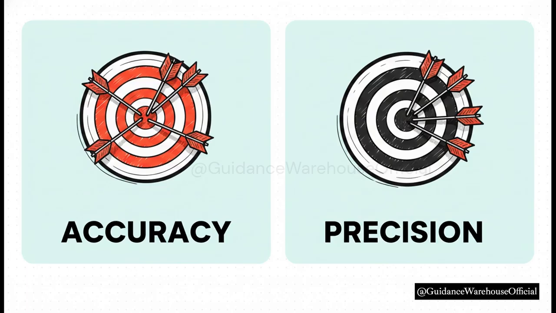Now imagine a target where all your arrows hit the exact same spot, tightly clustered together, but they're way off to the side of the target. Those shots are highly precise because the result is incredibly consistent. But because they are completely missing the center, they are absolutely not accurate. So you can be perfectly precise while being completely wrong. That archer with the tight cluster off to the side has amazing form and consistency, but their sights are just totally misaligned. In science, if you have high precision but low accuracy, it usually points to a flawed or improperly calibrated instrument rather than a clumsy scientist.